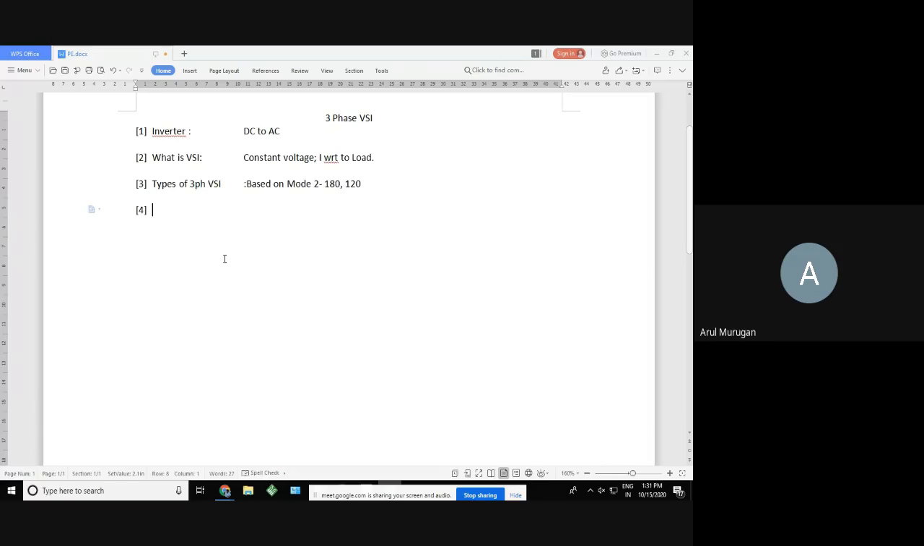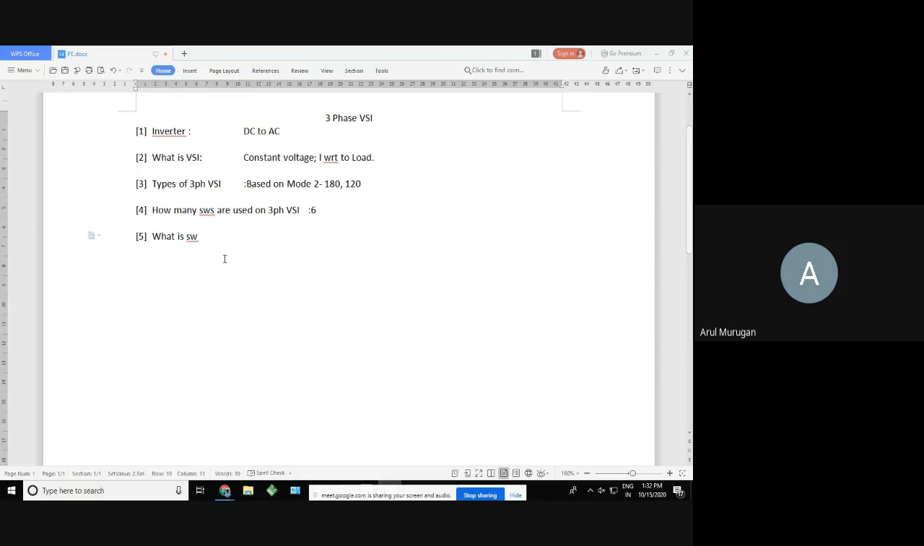And next, how many switches are used in the three-phase voltage source inverter? Similar to the three-phase rectifier, six switches are used. Okay. What is the switching sequence?